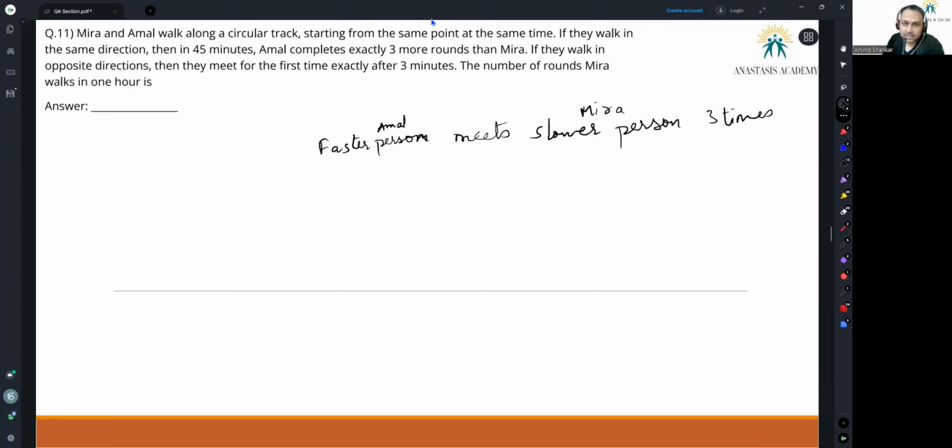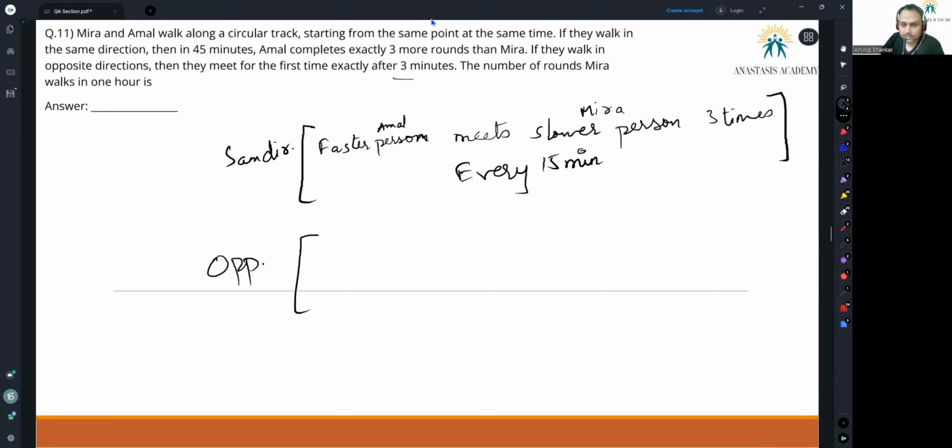Or when they are traveling in the same direction, they meet every 15 minutes. This is the insight for same direction. If they walk in opposite direction, then they meet for the first time after exactly 3 minutes. Okay. Opposite direction, they meet every 3 minutes. In both these cases, pay attention to the relative distance that has to be traveled.